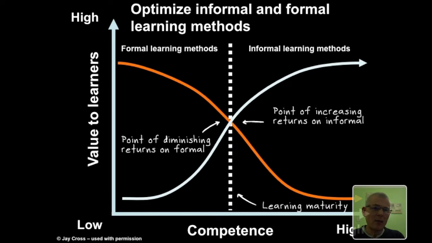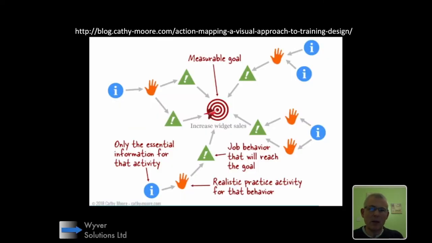The other key idea from Kathy Moore is her action mapping approach, which again I've used in many places. In a nutshell, it means you build your learning interventions as a sequence of practice activities, but then only the essential information for that activity is provided at the point of need. So your learning interventions aren't just a series of content pages that you get them to read and read and read. You're actually getting them to try things out, to do things, to fail even. But as they're going through, you provide them support, you provide them guidance.